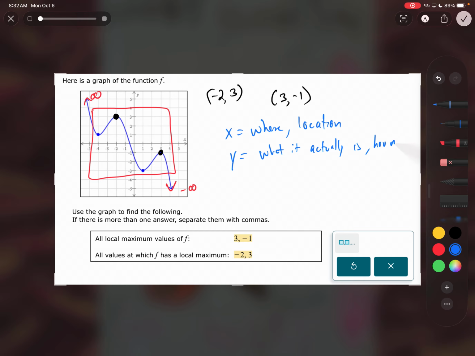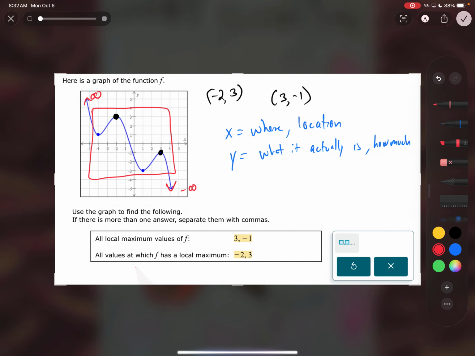Like how much it's increasing, and different things like that. So you have to be careful with your wording here because, oh, it switched it on me. They switched it on you. That's why you got to be careful. I'm going to look at the bottom one first.